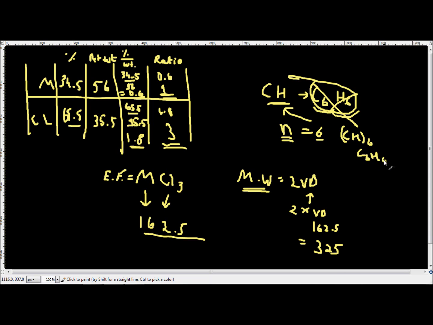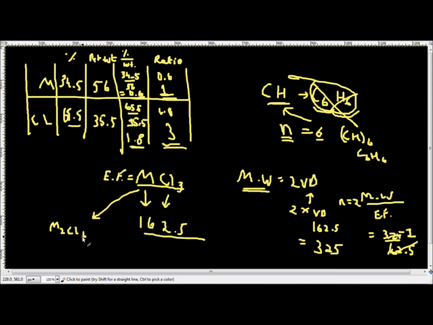Same thing we're going to apply over here. MW upon the empirical formula weight, so 325 by 162.5, this will cut by 2, so N is equal to 2. So as we said before, to get the molecular formula, all you need to do is multiply the empirical formula by 2, so it'll become M2Cl6, and that's your final answer.